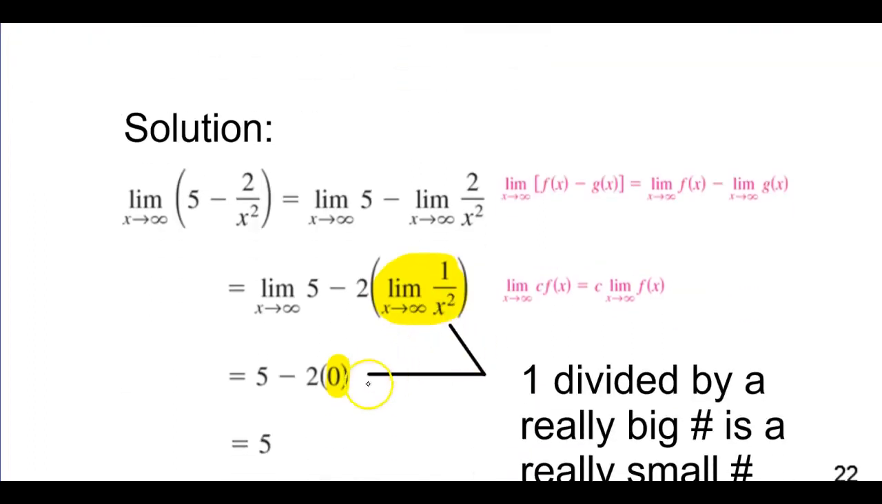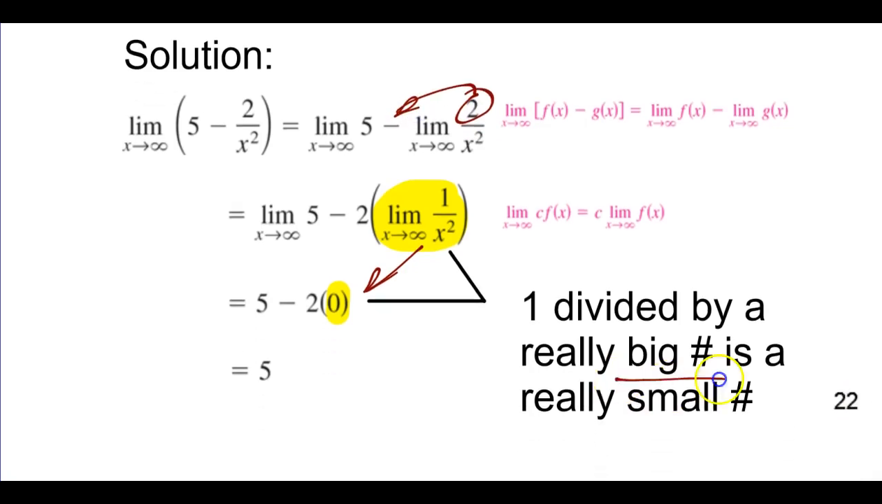So this guy goes to 0. They've actually popped out the 2. You don't have to if you don't want to. But 1 divided by a really big number is really small.